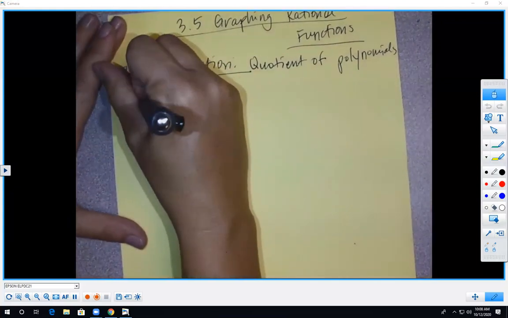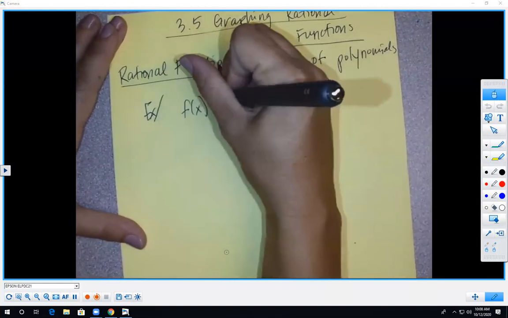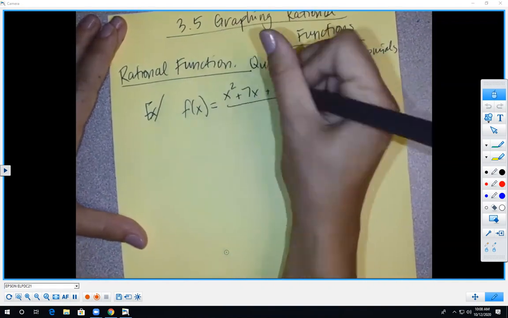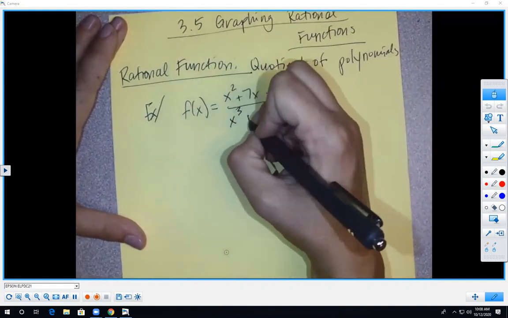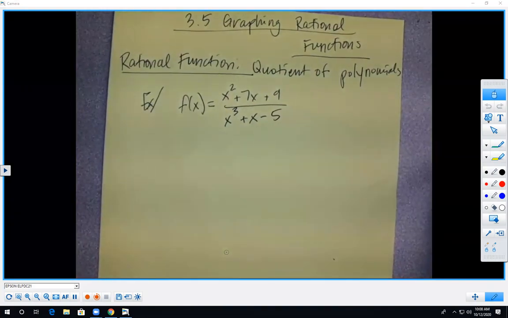Okay, so for example, if I had f of x equals x squared plus 7x plus 9 divided by, I don't know, x cubed plus x minus 5. That's an example of a rational function.